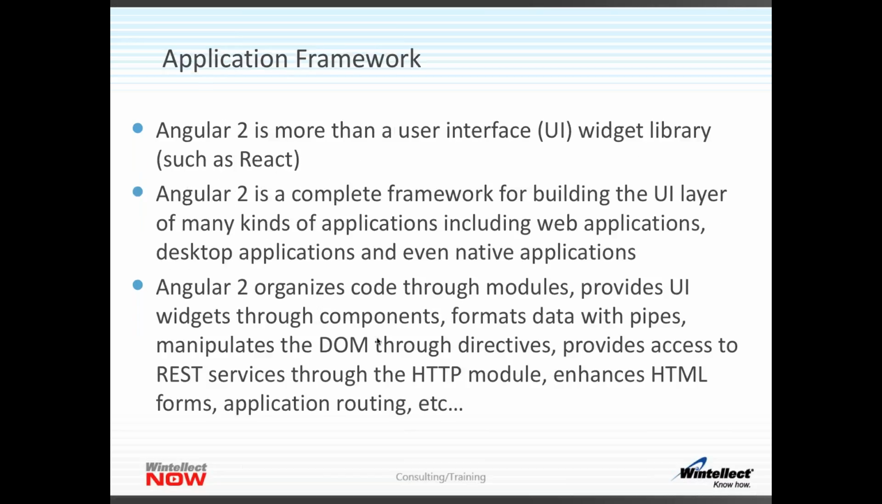Now, Angular 2 is going to provide us a number of different parts. We'll call them parts because there's something called a component. Parts that allow us to manage our application. For example, Angular 2 has something called modules. Modules allow us to take different parts and put them together and then be able to redistribute those modules for reuse in other applications. It provides us the ability to do UI widgets using components. It provides us data formatting or transformation types of services through the use of pipes. It gives us the ability to manipulate the DOM through directives.